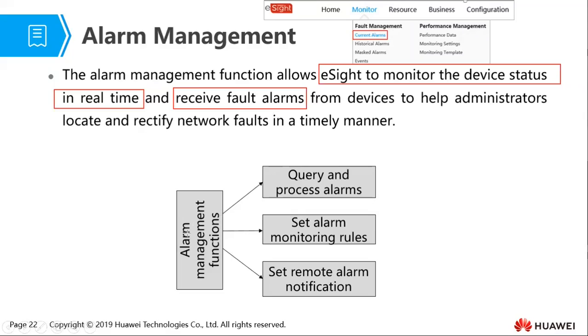Some of the functions of alarm management include query and process of alarms. You can also set the monitoring rules. So when do you get the threshold? When do you get an alarm? You can also set the remote alarm notification system. So where should the notification be sent? Where should the alert be sent?